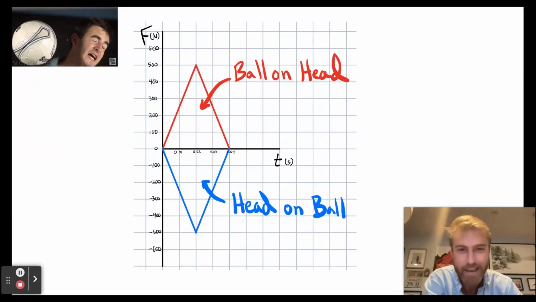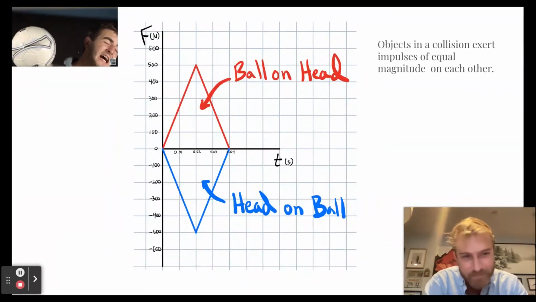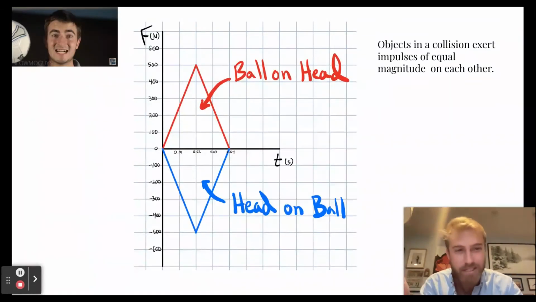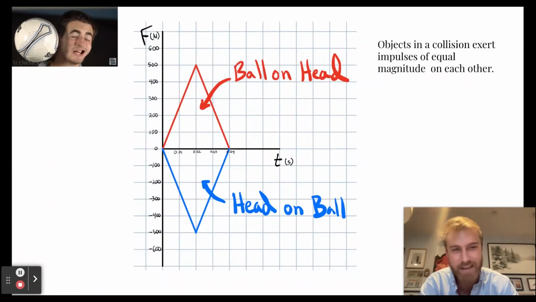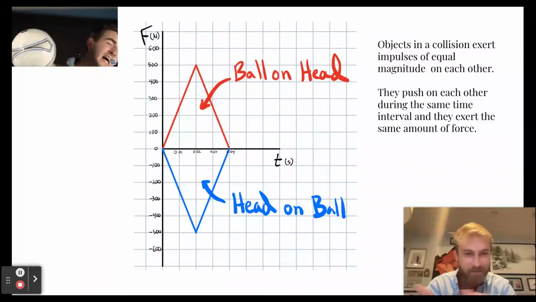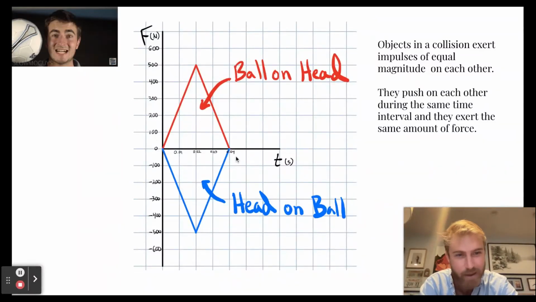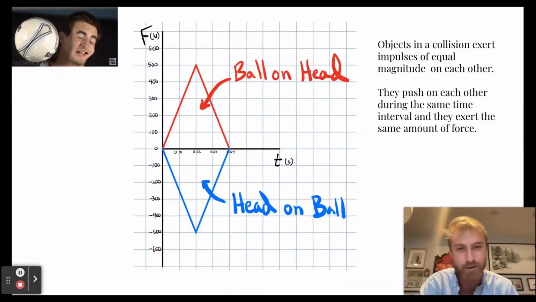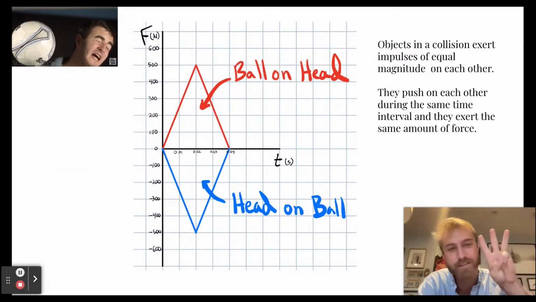Yowza. Okay. Well, just note that objects in a collision exert impulses of equal magnitude on each other. They push on each other during the same time interval. They have the same time interval, and they exert the same amount of force. They're force pairs, right? That's Newton's third law.